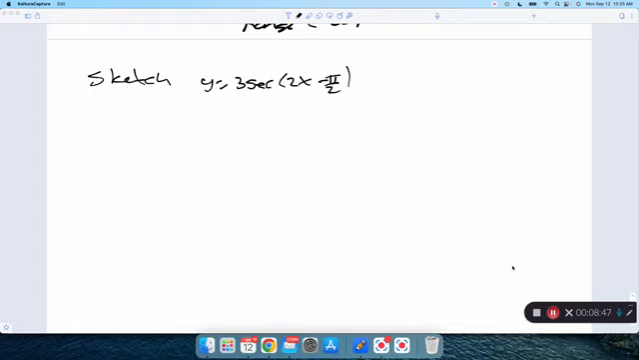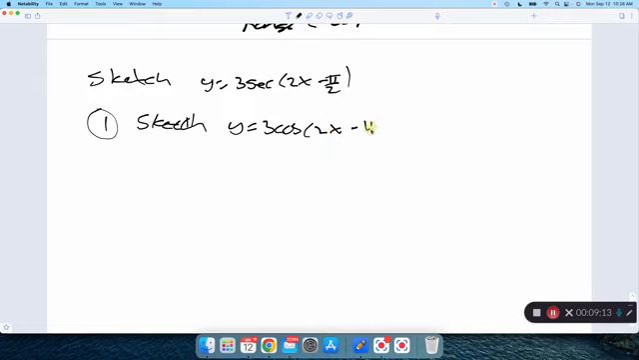Okay, so let's do this. Let's sketch this guy here. Y equals 3 secant of 2x minus pi over 2. So we know to get secant, we got to do cosine. So we forget about secant for a second. First, we sketch the cosine, the same graph, but cosine instead. We'll get the secant in a minute. We should be really good at graphing cosine graphs right now. We've been doing those for over a week.